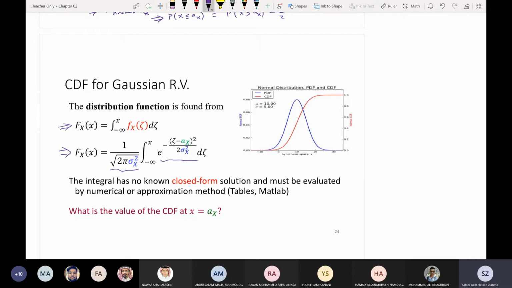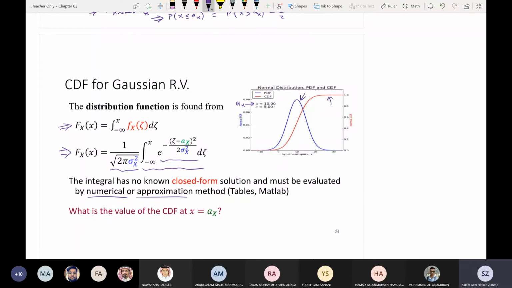Unfortunately, this integral has no closed form solution. However, we can evaluate it using numerical or approximation methods, so we can have a table for this CDF. For example, mu here is AX, which is the average, with sigma. Here we can see that the PDF looks like this, and the corresponding CDF looks like this.